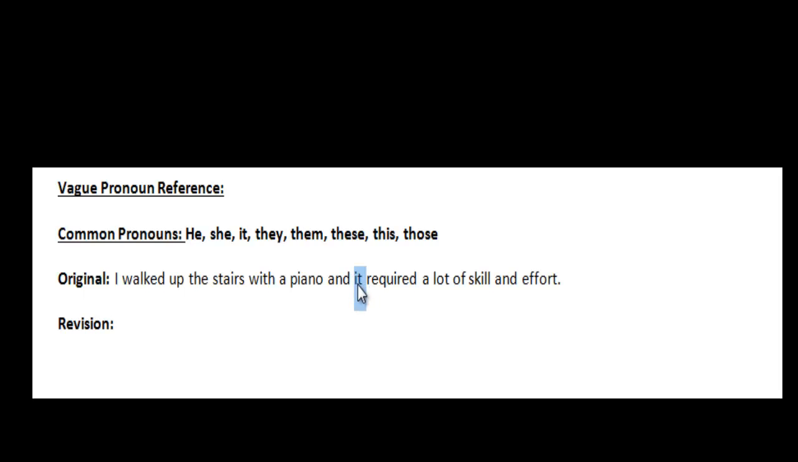We have to ask ourselves the question, does it take the place of the last noun mentioned? Well, the last noun mentioned was the word piano. So let's try this part of the sentence with the word piano substituted for it. The piano required a lot of skill and effort. Well, that seems a bit nonsensical, and I don't think that's what the writer was intending to say. In fact, I suspect that it's not the piano that it is referring to, but the entire action of walking up the stairs with the piano that requires the skill and the effort.